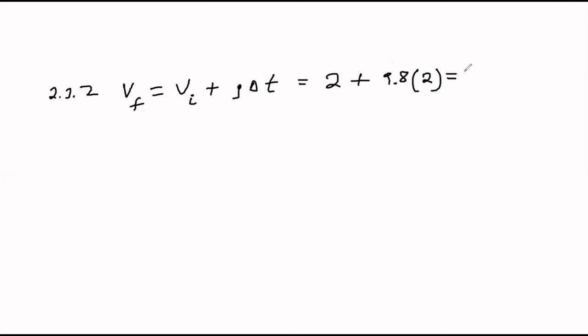Okay, let's make the calculation. Quick one: 2 plus 9.8 times 2. So the answer is 21.6. So we're getting 21.6 meters per second.